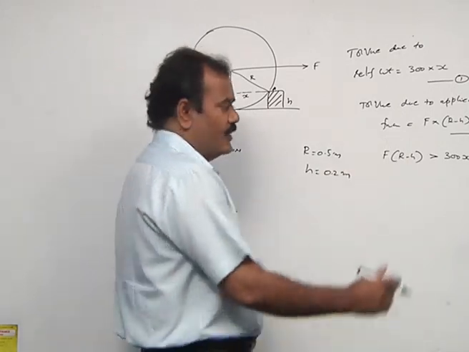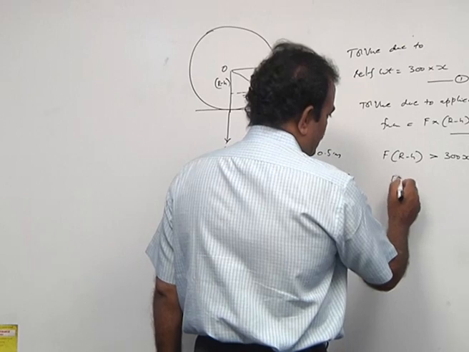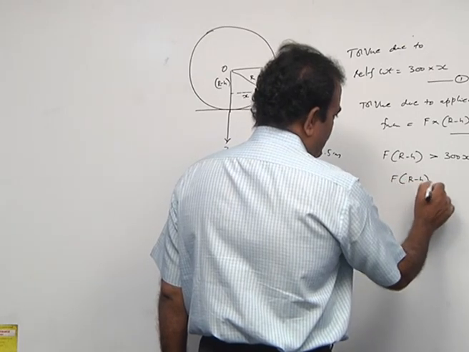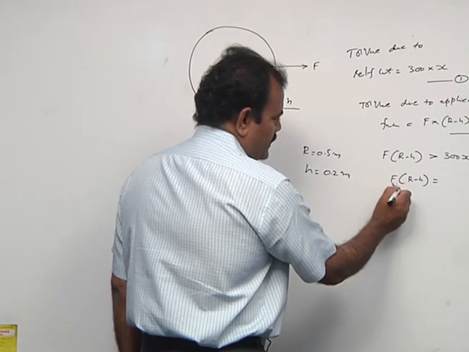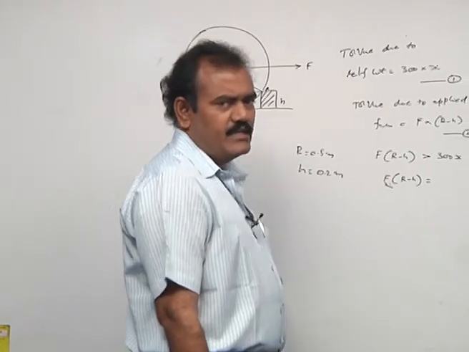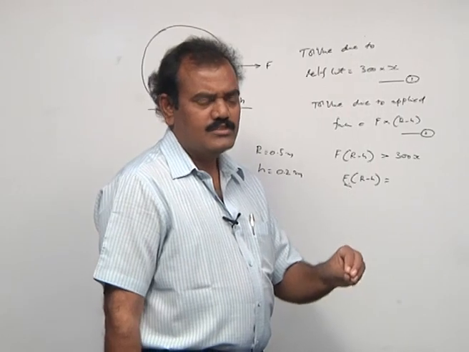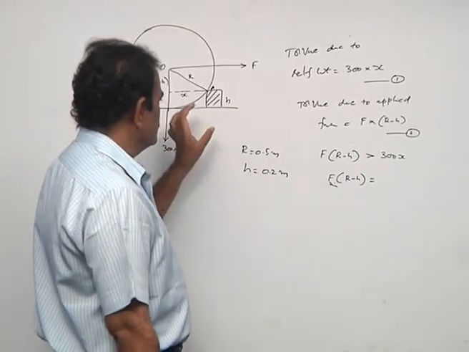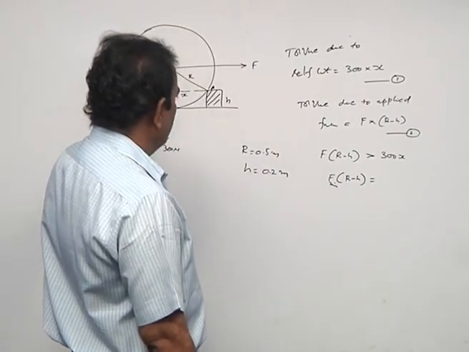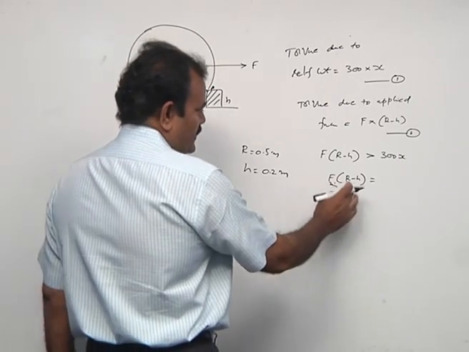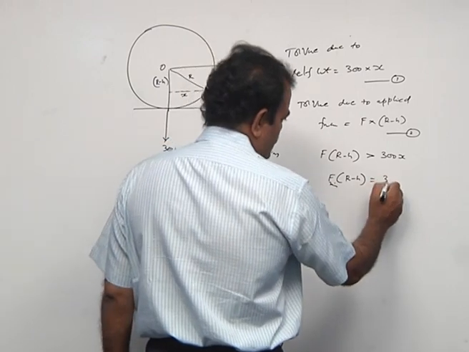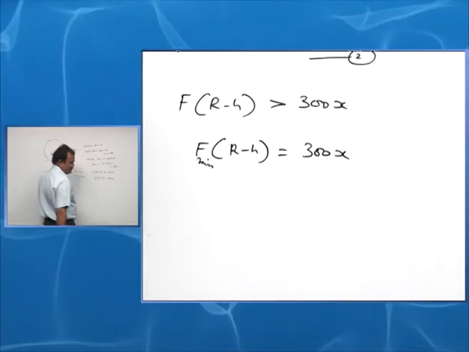So for that we are taking F of r minus h is equal to, because our requirement is only the minimum force. Its meaning is it is the force which is the minimum, to roll this body over this brick like this. So that's why it is F minimum into r minus h is equal to 300x to be taken.